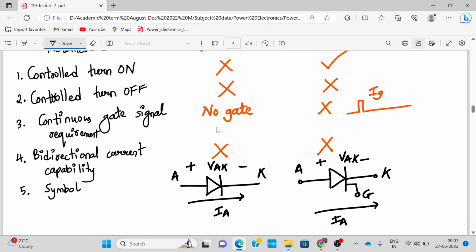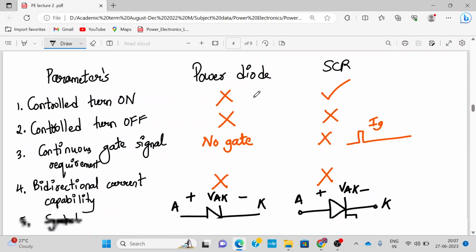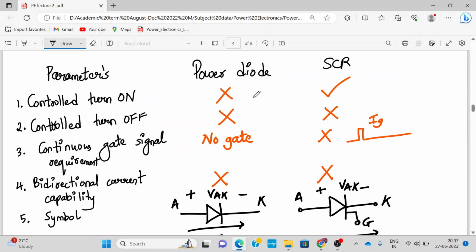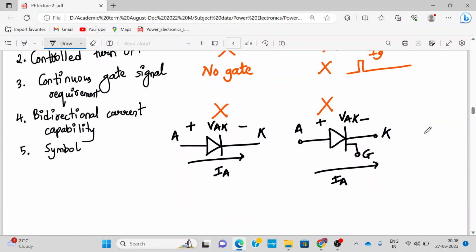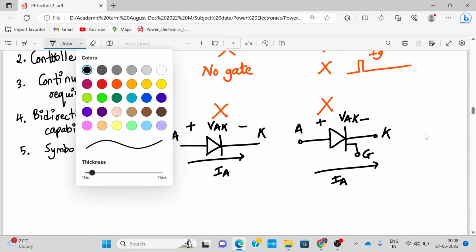Their current capability is very high, in the range of a few hundreds of amperes. Their voltage rating capacity is very high. Now what about the ratings of the power diode and the SCR? Which one will have a higher rating? In the literature it's given, and practically also we can check the data sheets, that the power diode will have a higher rating. Power rating, voltage rating, and current rating are higher as compared to SCR. So that is what we have, and that's the last topic of discussion.